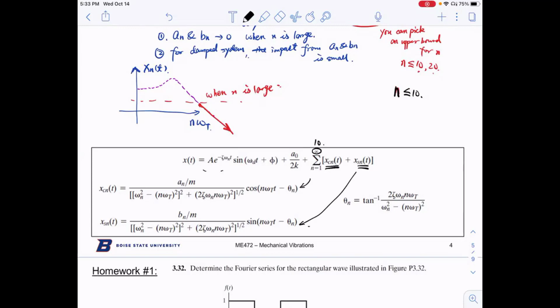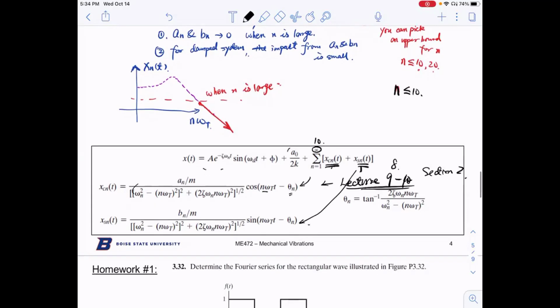They might look weird, but if you go back to lecture 8, 9, or 10, I just forgot, basically section 2, when we talked about harmonic excitation, each one is one harmonic response. That means you have your amplitude, your driving frequency, and your phase lag. And then this term is introduced by A naught, which is a static force, so that's your static response.